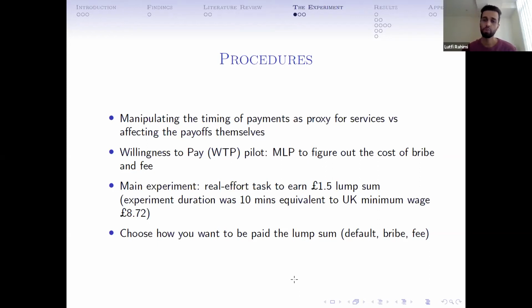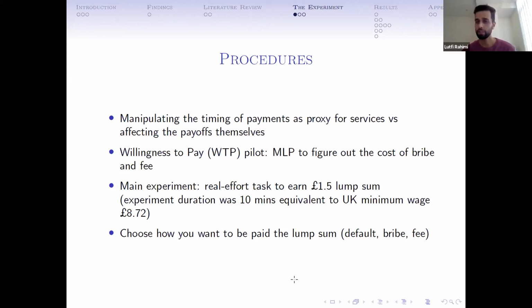However, you had the option to bribe. To determine the cost of that bribe, we had already done that pilot with the willingness to pay. So the cost was determined to be 6 pence. Comparing to the total lump sum that they had, 6 pence is a good percentage, but if you look at it in terms of the actual reality, it's not a lot of money, but we still have effects. So we still do see a lot of treatment effects.